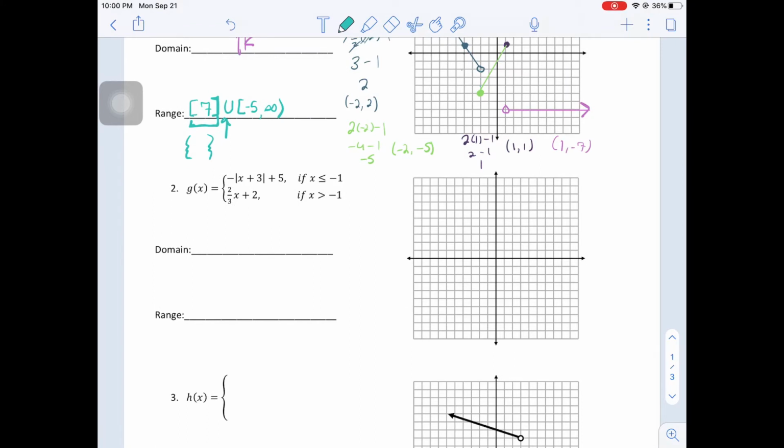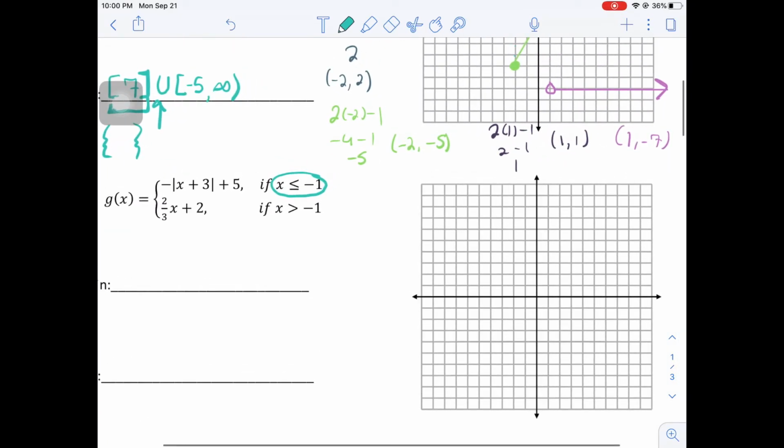Number 2 says we have the negative absolute value of x plus 3, plus 5 if x is less than or equal to negative 1. So then we plug that in, right? We got to plug in that boundary point. So we have negative absolute value of negative 1 plus 3, plus 5. But when we do that math, we have negative absolute value of 2 plus 5. So that's negative 2 plus 5. So then that's 3.